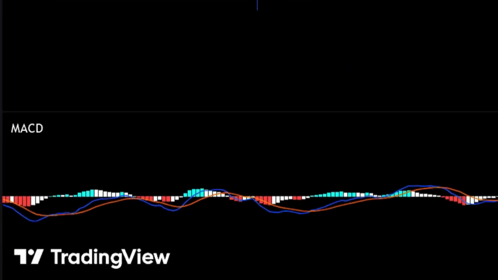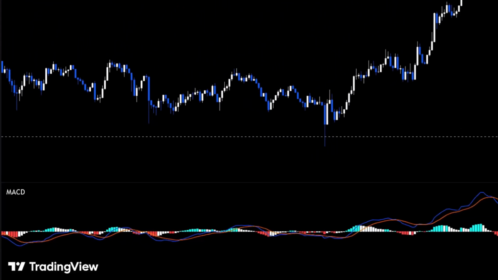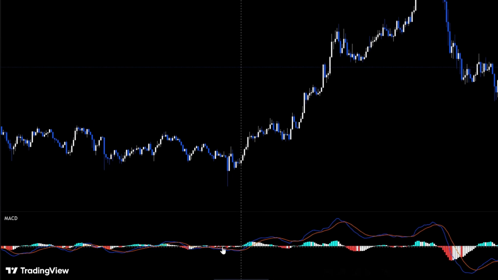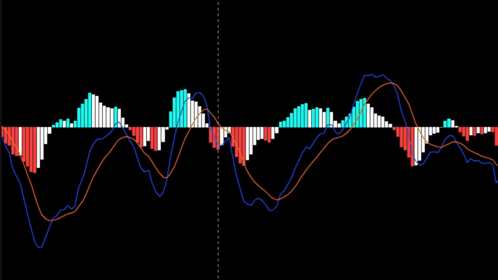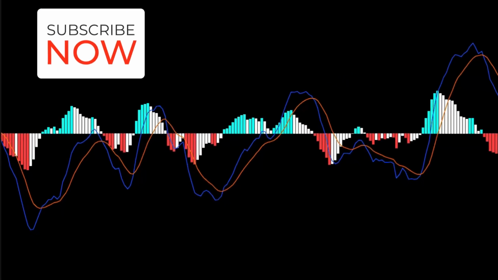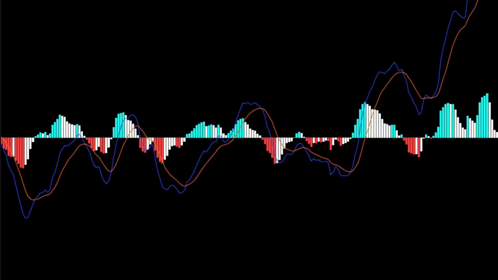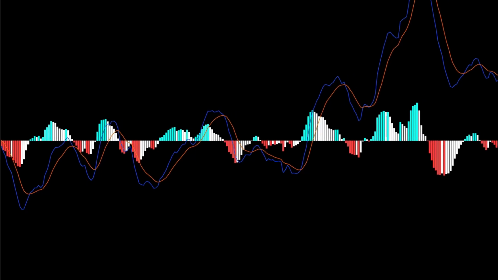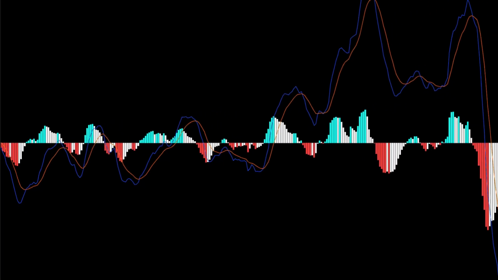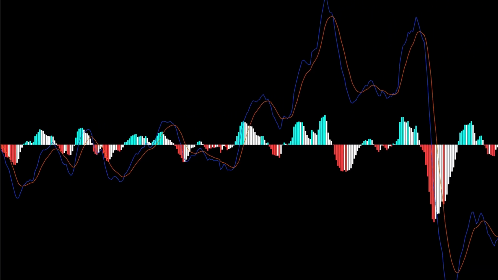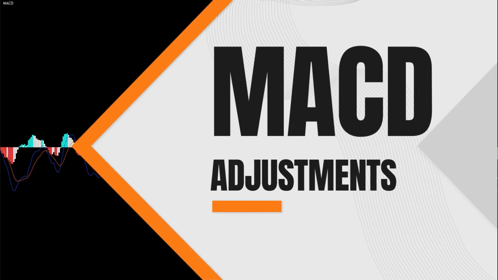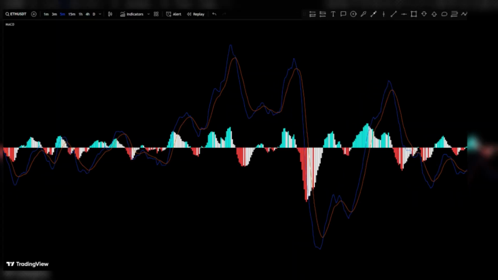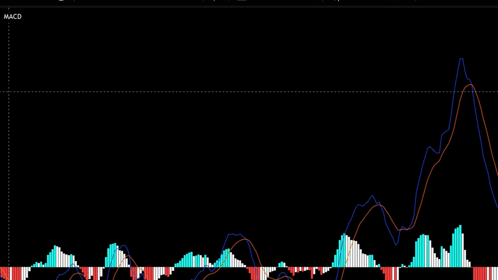So the MACD, moving average convergence divergence, is a super common tool traders use to figure out where the stock's price might be headed. It's built using two moving averages, one fast and one slow, plotted right on your chart. When these lines cross, that can be a signal, maybe a time to buy, maybe a time to sell. But honestly, looking at all those lines can sometimes be a bit confusing, right? We want to make this as clear as possible so you can see exactly what's happening at a glance. So let's jump into the indicator settings and tweak a few things to make this MACD even easier to understand.